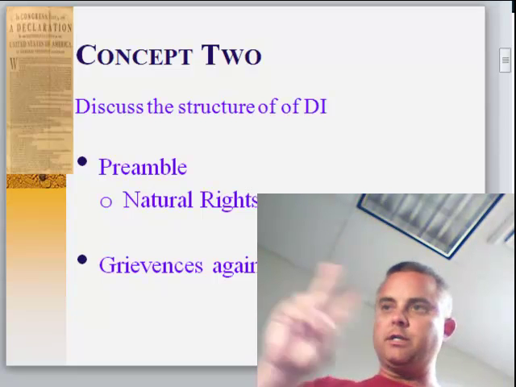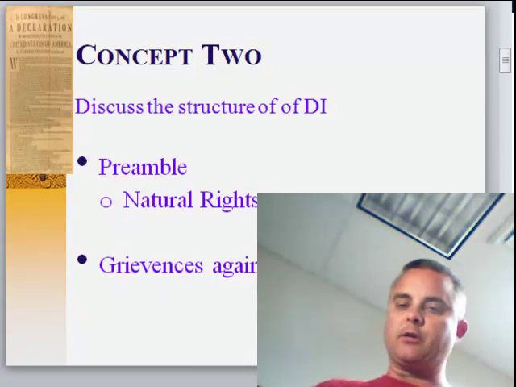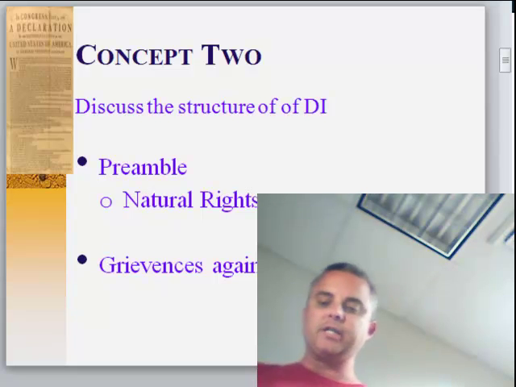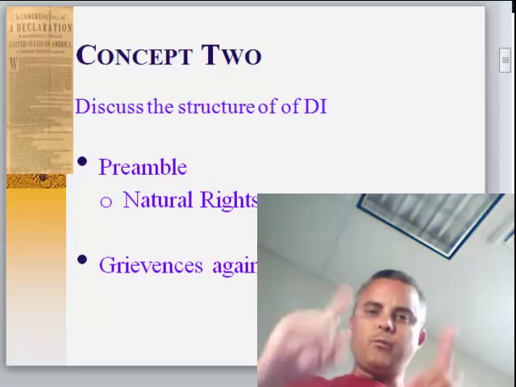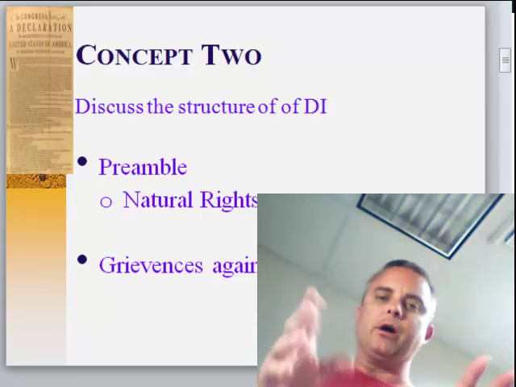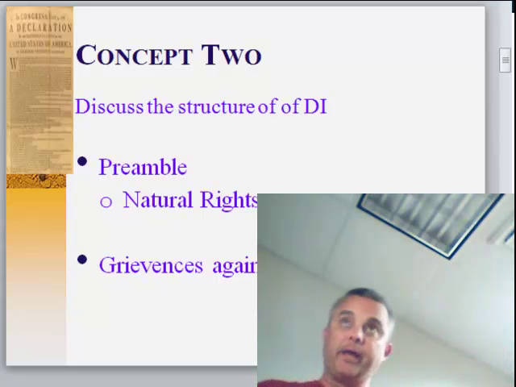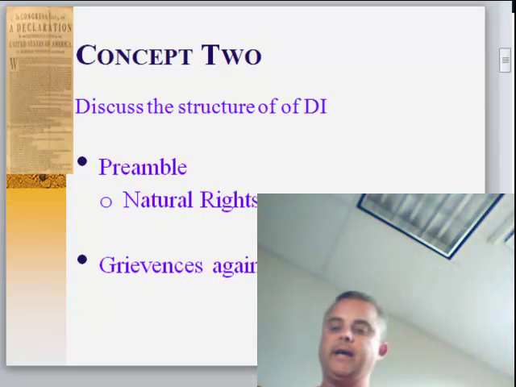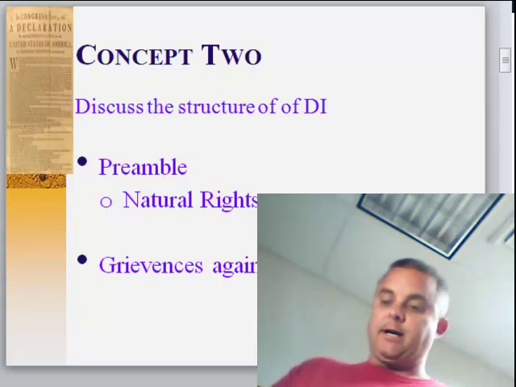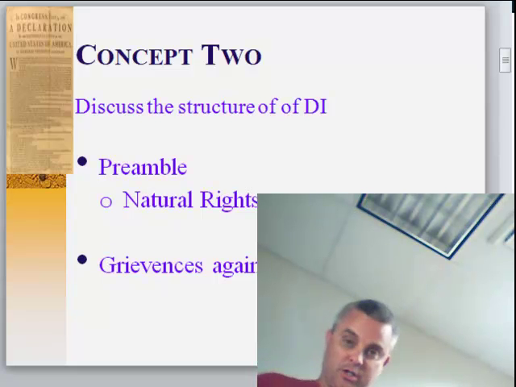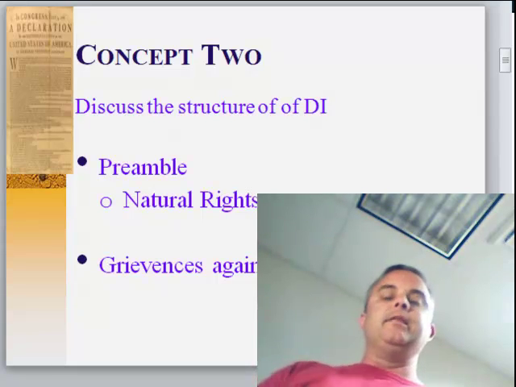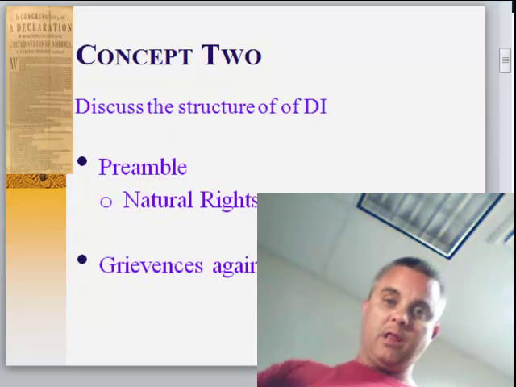History 1 students. This is Concept 2 of the Declaration of Independence. So today we're discussing the structure of the Declaration of Independence. The Declaration of Independence has two main parts to its structure. First was the preamble, which stated the theory of natural rights and asserted the right under certain circumstances of revolution. So the Declaration of Independence is an expression of enlightened principles as laid out by John Locke.